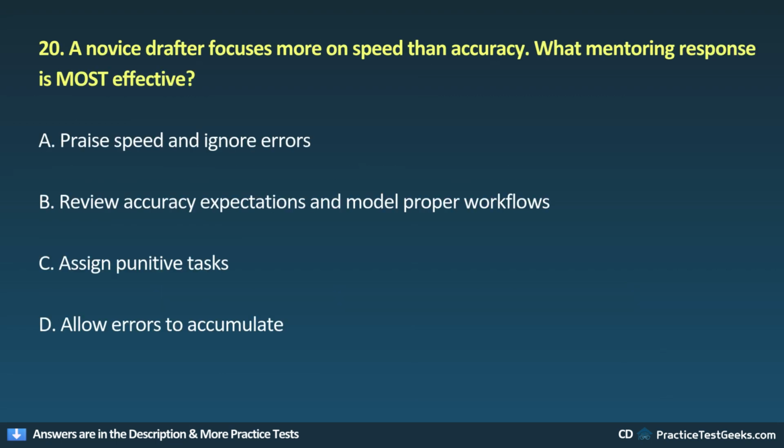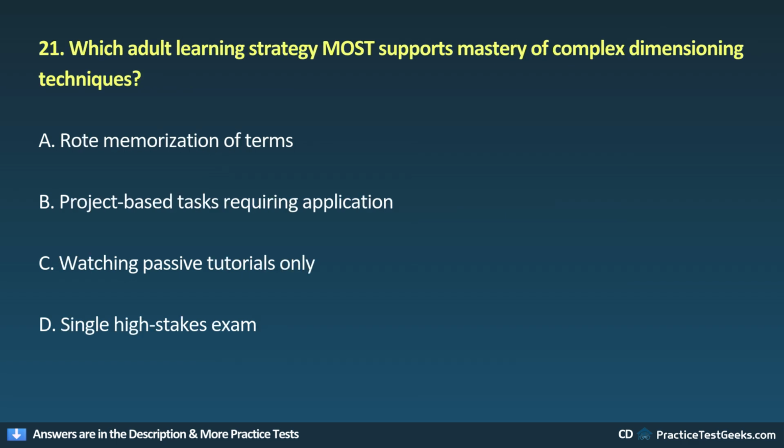20. A novice drafter focuses more on speed than accuracy. What mentoring response is most effective? A. Praise speed and ignore errors. B. Review accuracy expectations and model proper workflows. C. Assign punitive tasks. D. Allow errors to accumulate.